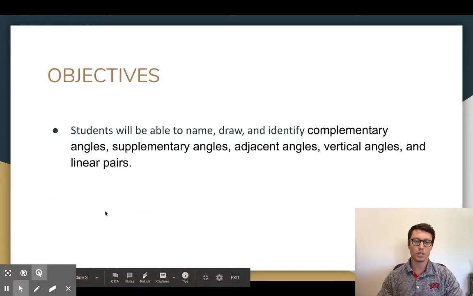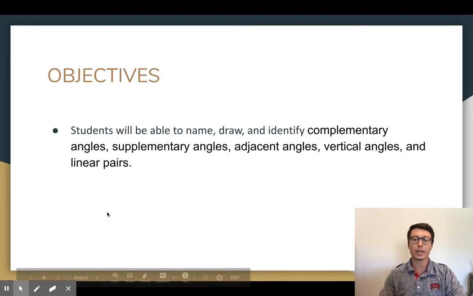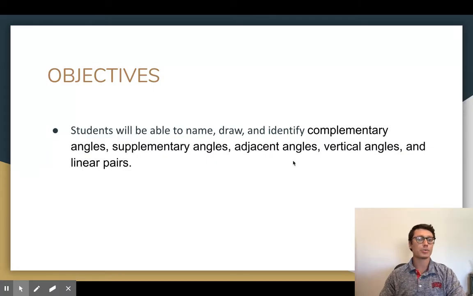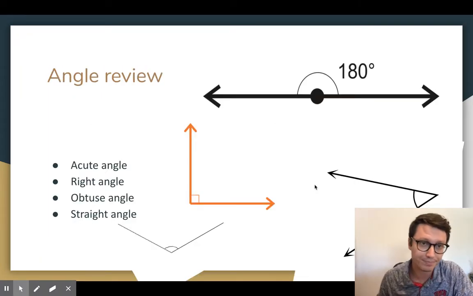Our objectives of today's lesson: we will be able to name, draw, and identify complementary angles, supplementary angles, adjacent angles, vertical angles, and linear pairs. Like I said, a lot of angles today. We're still going to be working a lot with definitions, but we're also going to be working some math with these definitions as well.